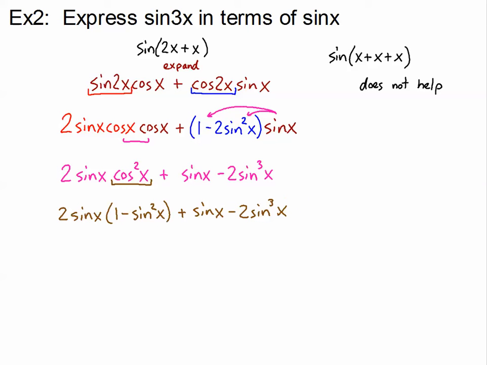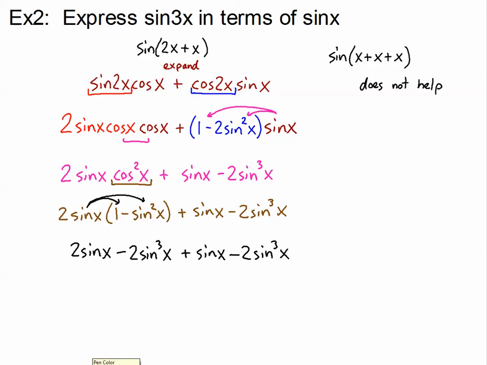And then let's do one last distribution. This times this and this times this. 2 sine times 1 is 2 sine. 2 sine times negative sine squared is negative 2 sine cubed. And then these terms again. This is not breaking any of the rules. This actually is a version of the answer.